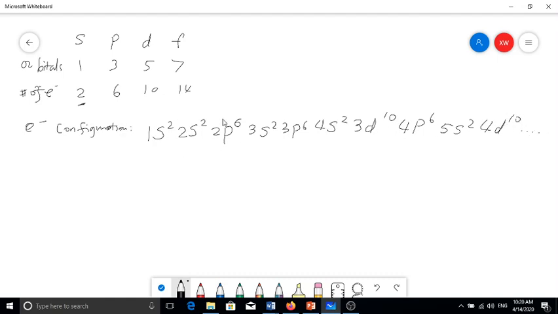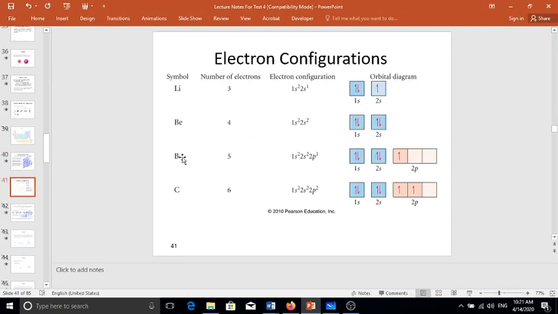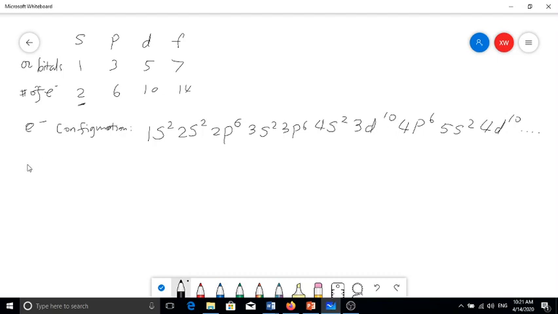So this is a complete electron configuration, meaning that it doesn't matter how many electrons you have, you're going to follow this sequence, this pattern. It's just a matter of every atom having a different number of electrons. So let's take a look at a few simple atoms: lithium, beryllium, boron, and carbon. Let me draw it out here. Let's say lithium.